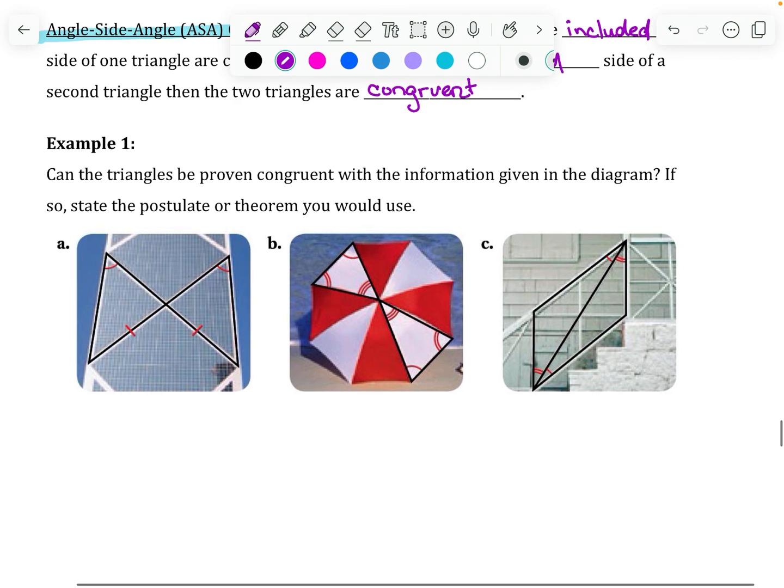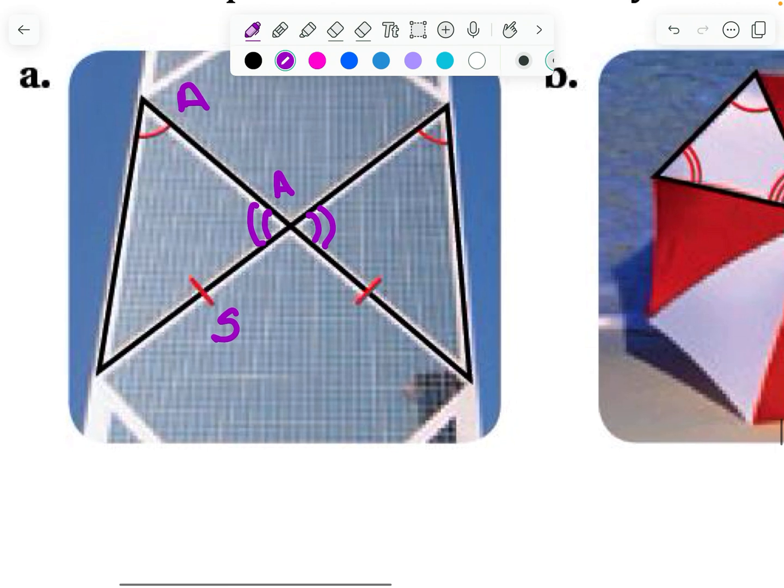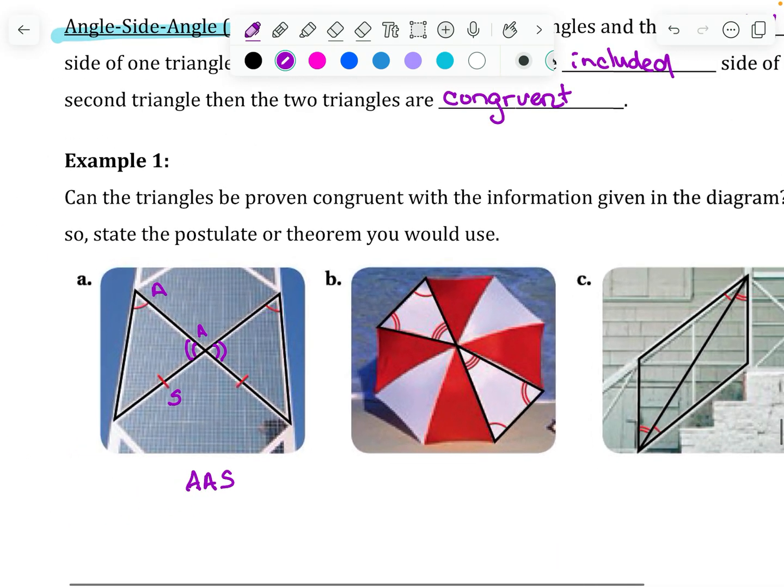So let's see an example here. It says, can the triangles be proven congruent with the information given in the diagram? If so, state the postulate or theorem. So here we have our markings, and we have an angle and a side given, but recall we can add in the vertical angles. So now we have an angle and a side. So this is congruent by angle, angle, side.